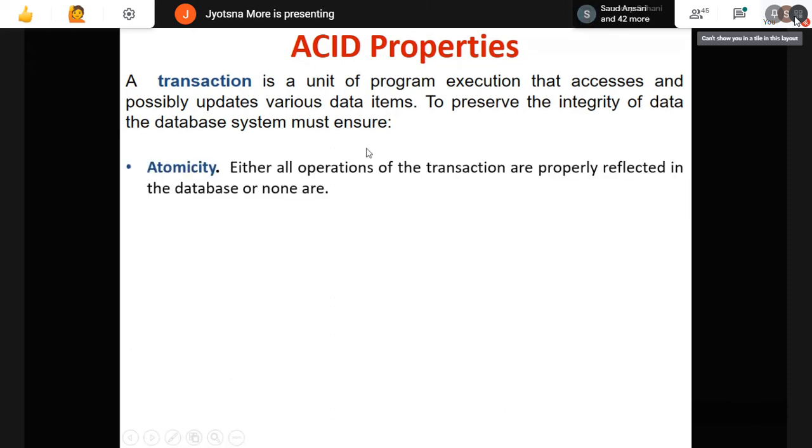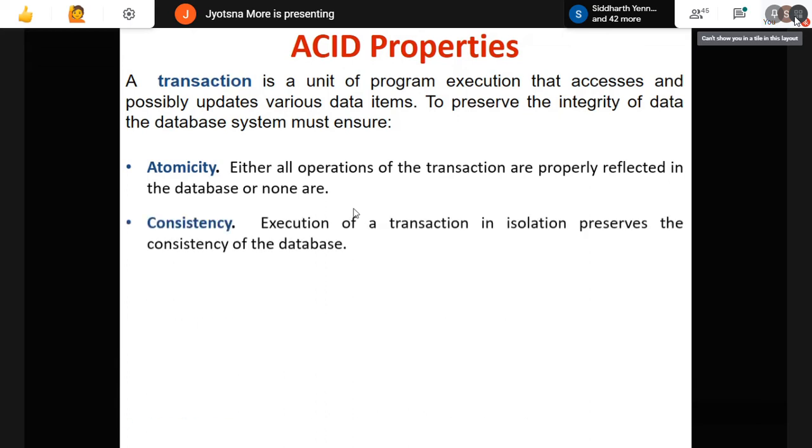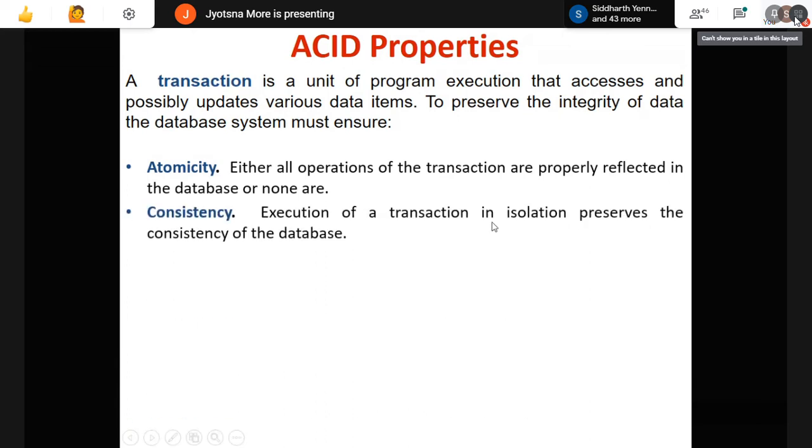So it is either all operations of the transaction are properly reflected in the database or none, right? So that is known as atomicity. Second one, consistency. Just now I showed you the consistency concept. Before the transaction, whatever values were there, the same has to be after the transaction. So consistent data has to be there. So execution of a transaction in isolation preserves the consistency of the database. If it is done, then that is really good for your transaction and it is satisfying the conditions.